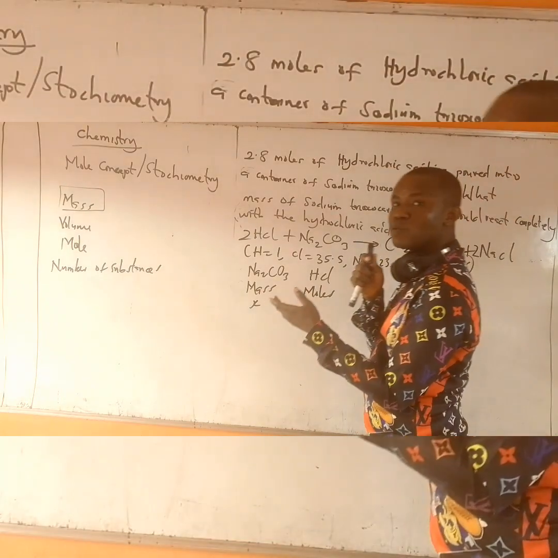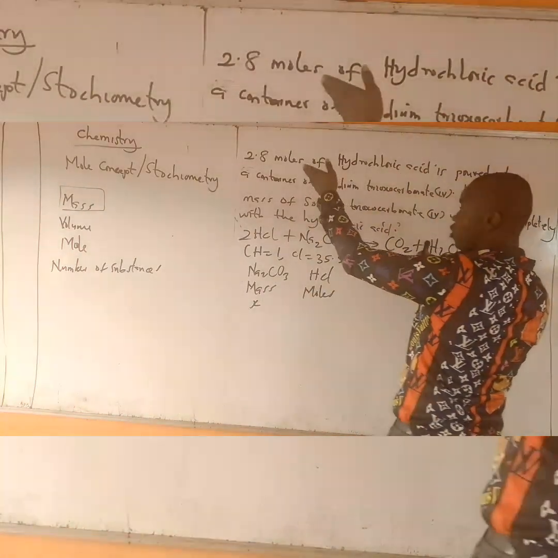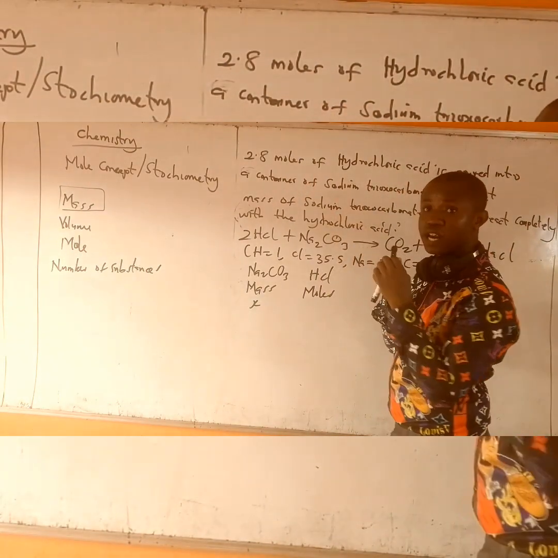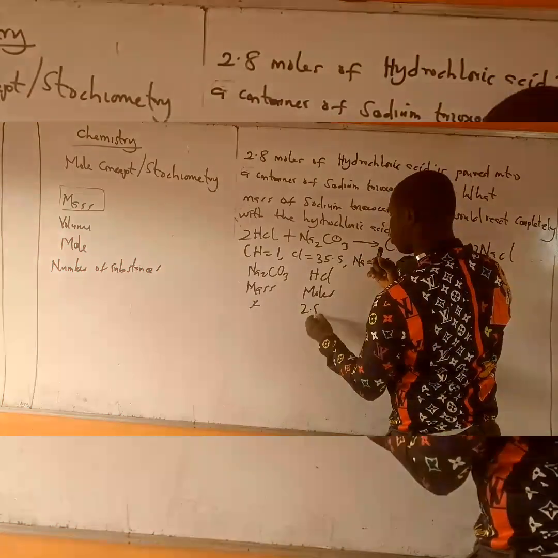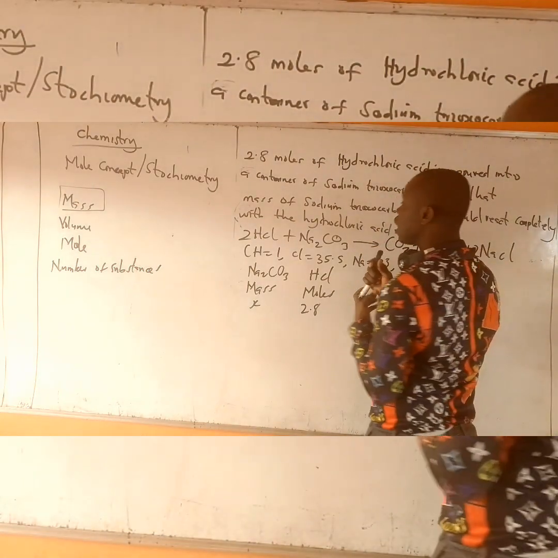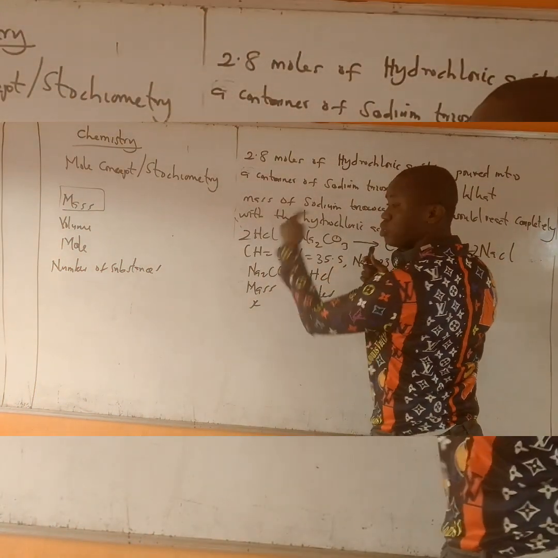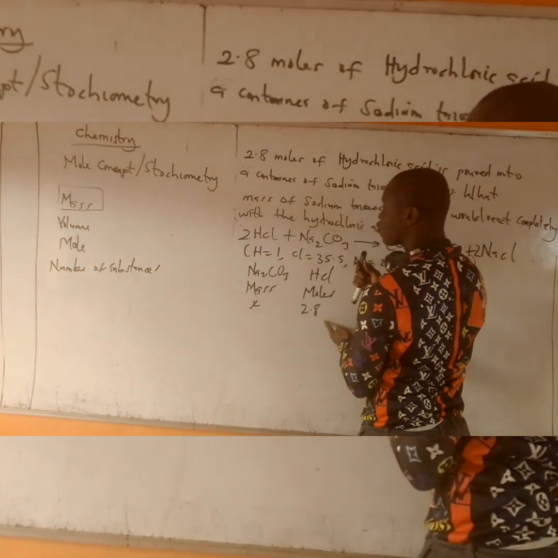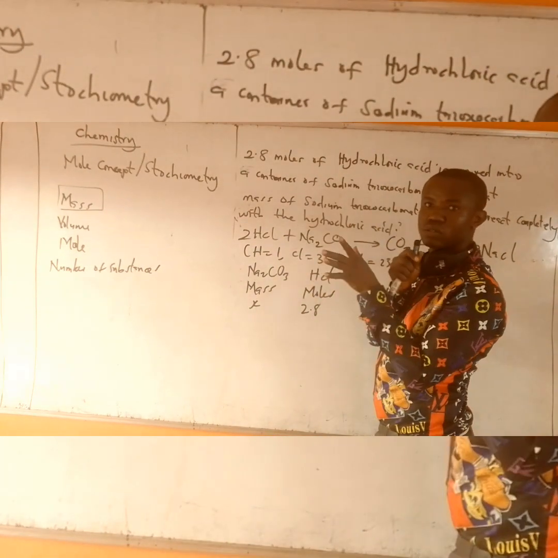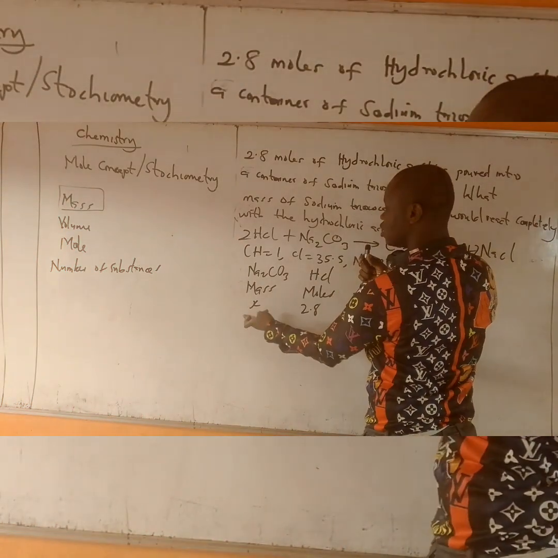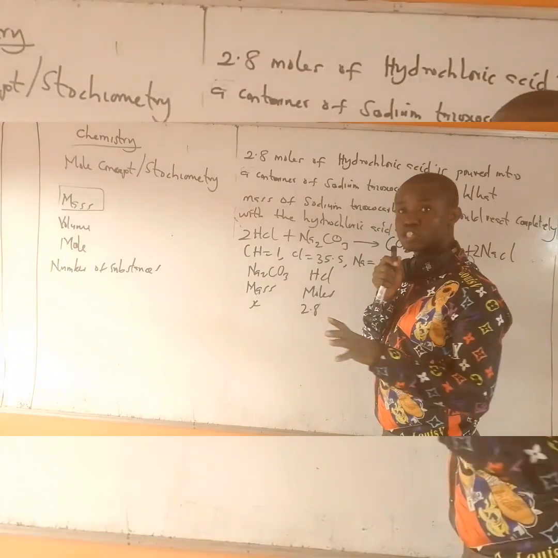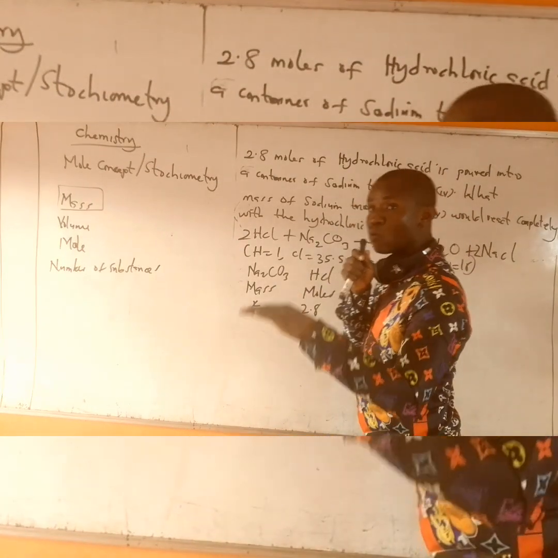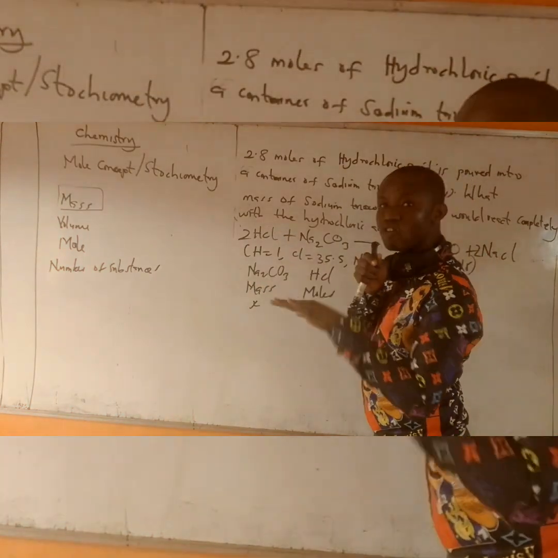How do we get the number of moles? From the question, they gave us the number of moles of HCl, which is 2.8. Are you getting it? The next one we're going to write is the standard relationship. We get the standard relationship from the equation of reaction.